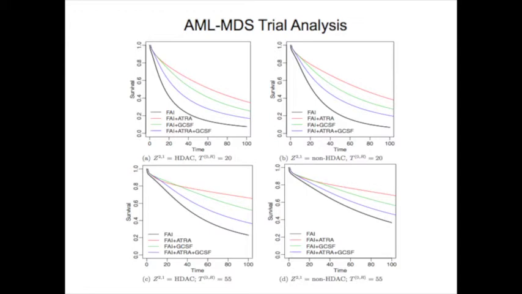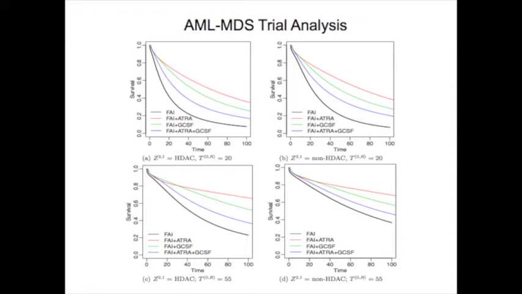So here, in the upper left panel, we fix the salvage treatment as HDAC and we assume the history time T0R, the time from the induction therapy to resistance, is 20 days. Here the salvage therapy is non-HDAC and T0R is also 20 days. And here is the salvage HDAC with a resistance time of 55 days, and here is another cycle.